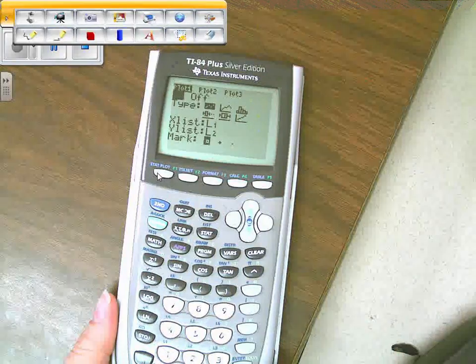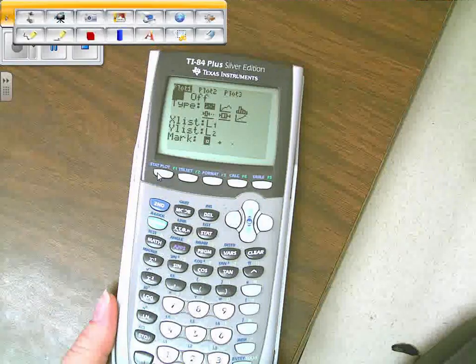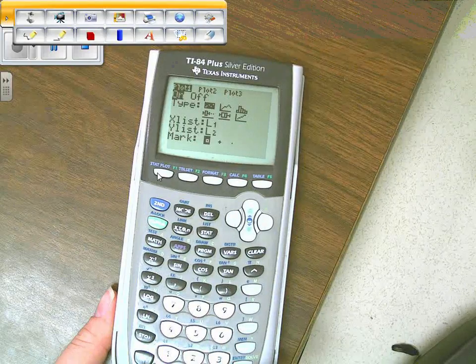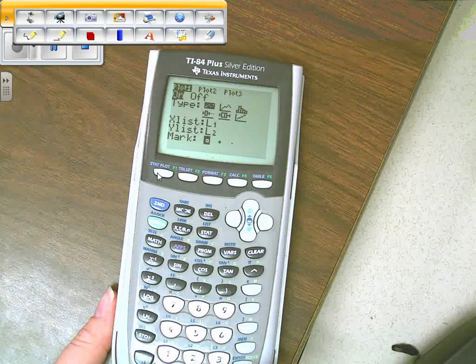Everyone listen to this. When you are done working these problems, go back and turn it off. If you don't, tomorrow you will say, Miss King, my calculator's messed up. It has dots on the graphing screen. Why does it have dots? Because you put them there.